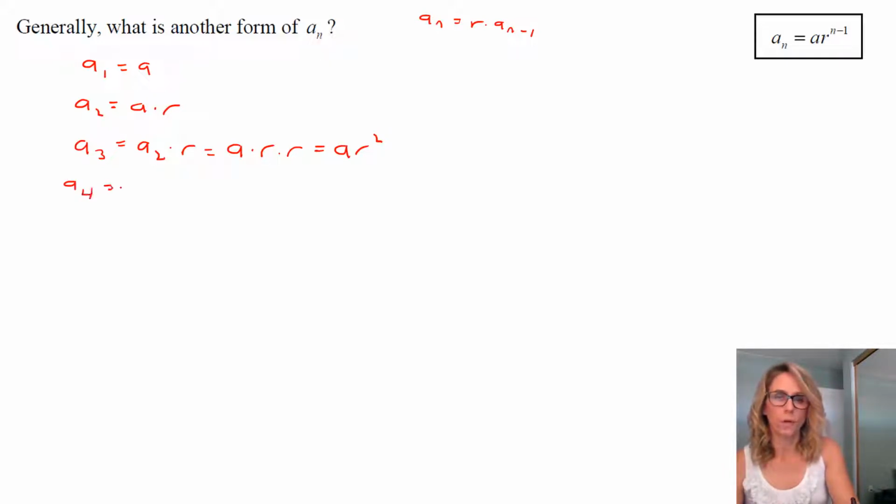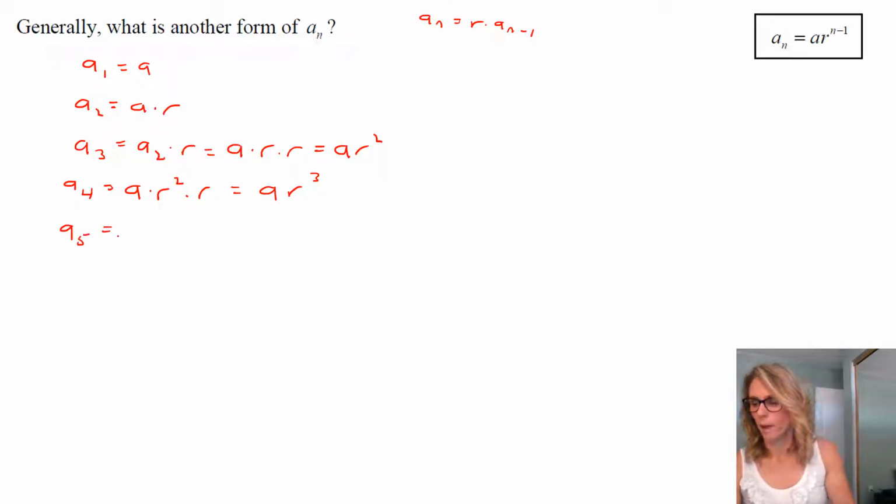So a sub 4, we will take a sub 3. I think you can see what's happening here. Multiplying it by another r is going to give us a r cubed. Try to see the pattern here. And then I'll do a sub 5. And a sub 5, of course, is just our a sub 4 times one more r.